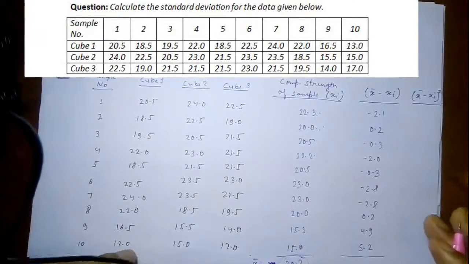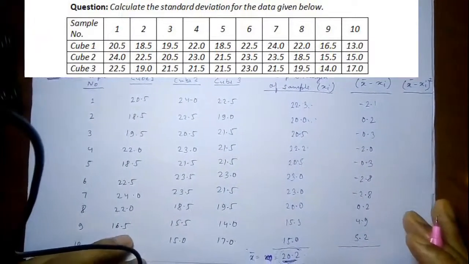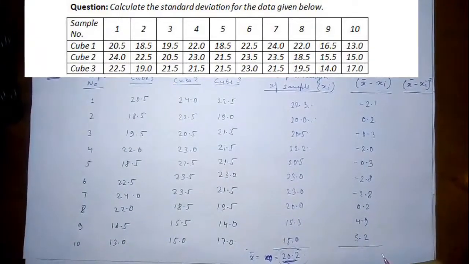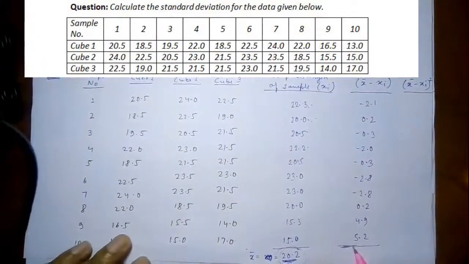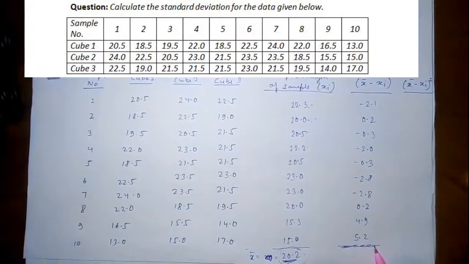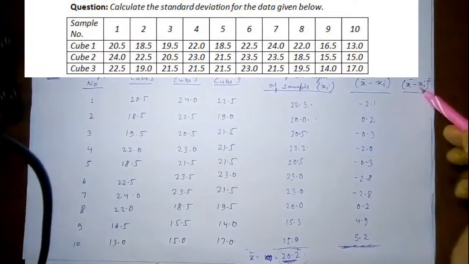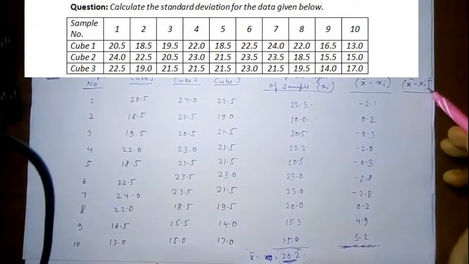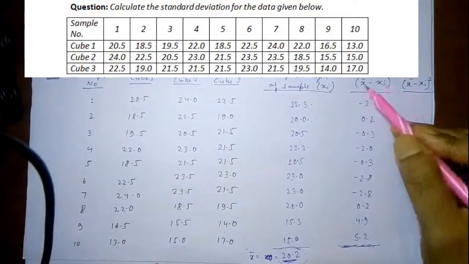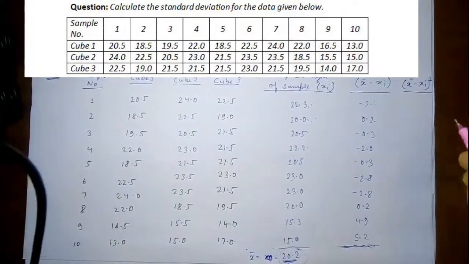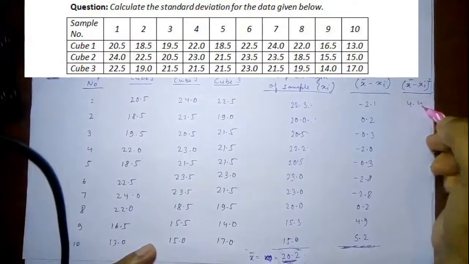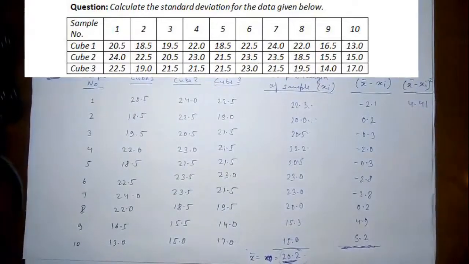Now I don't think I need to take the average of this. I'll take the summation of the last column, which is the square of this value. So x bar minus xi whole square is the square of these values. Minus 2.1 squared will be 4.41. On squaring, we actually get all values as positive.